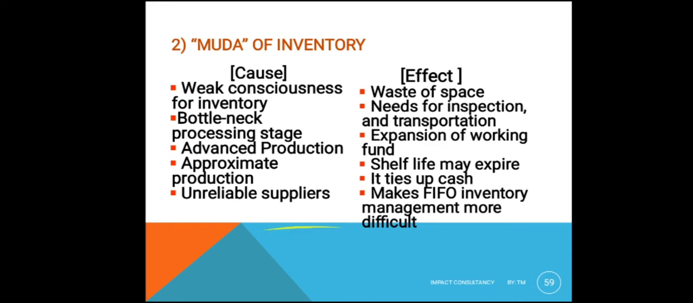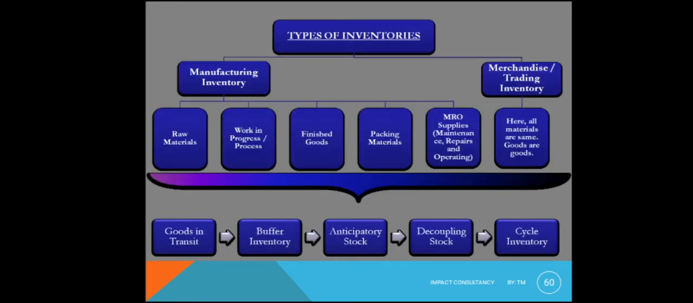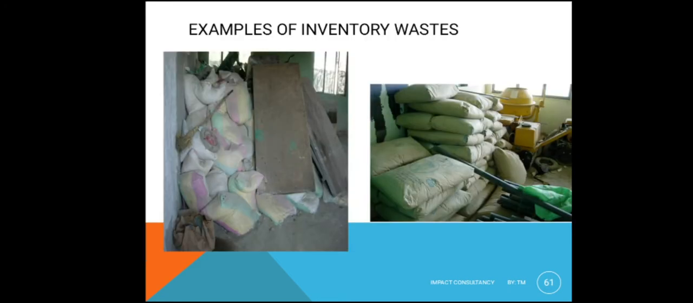management strategy. The types of inventory may vary: manufacturing inventory and merchandise trading inventory, in two categories. There may be reasons for inventory, but there should be a reliable and reasonable enough reason to create inventory. Unless otherwise, no inventory is needed in the work production, in the work process. So here are some examples of inventories. Here are the images.